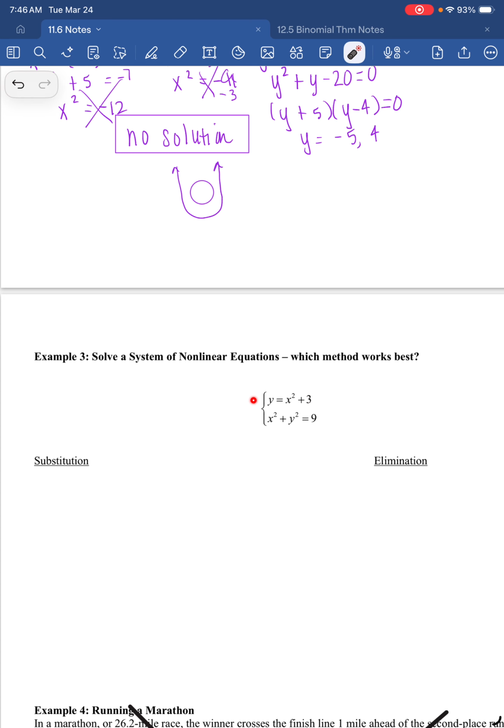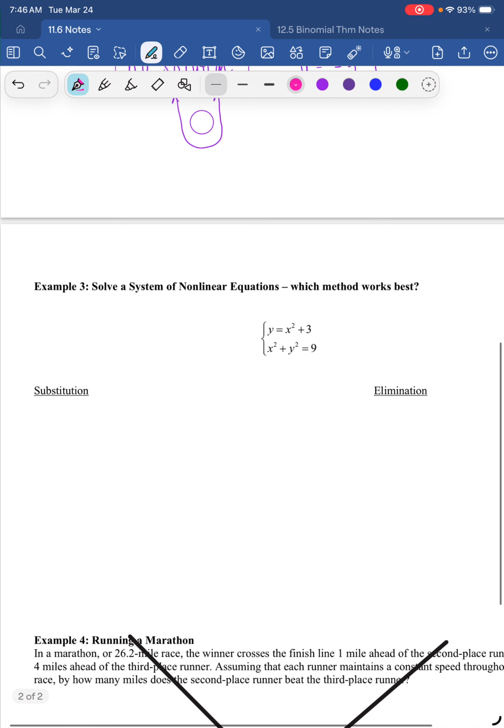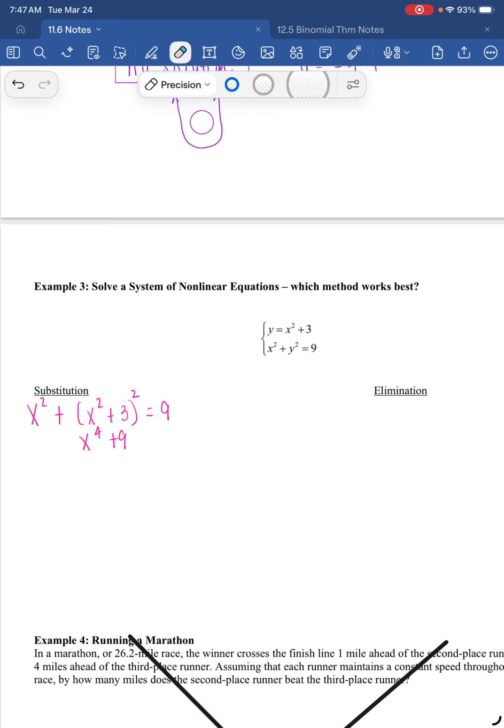So I'm going to take y equals x squared plus 3, and I'm going to plug it into the second equation, and be super careful here. So it's going to be x squared plus y, which is now x squared plus 3, squared equals 9. This is not x to the 4th plus 9. That is voodoo math. No, no, no, no, no.